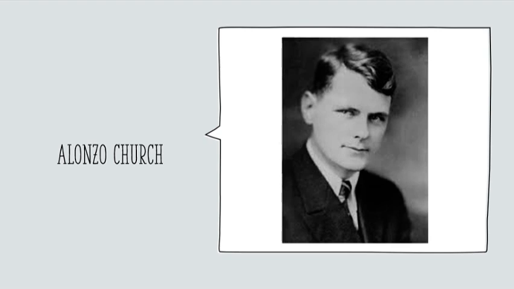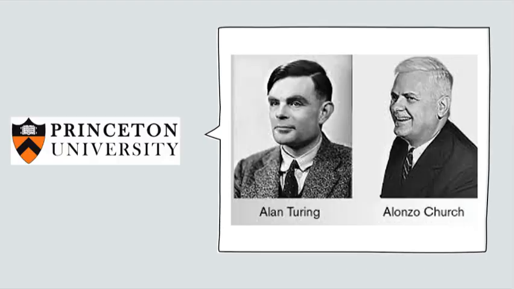Turing's method, but not so much Church's, had profound significance for the emerging science of computing. Later that year, Turing moved to Princeton University to study for a PhD in mathematical logic under Church's direction, which he ended up completing in 1938.